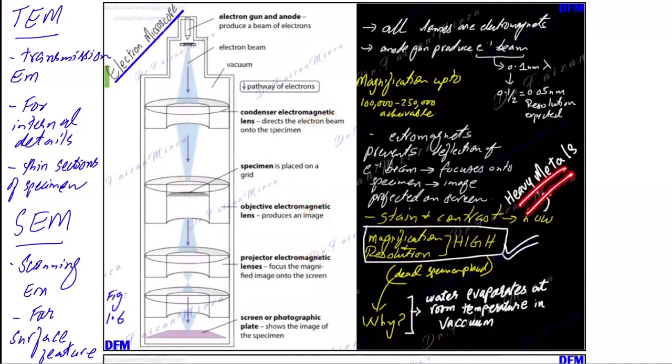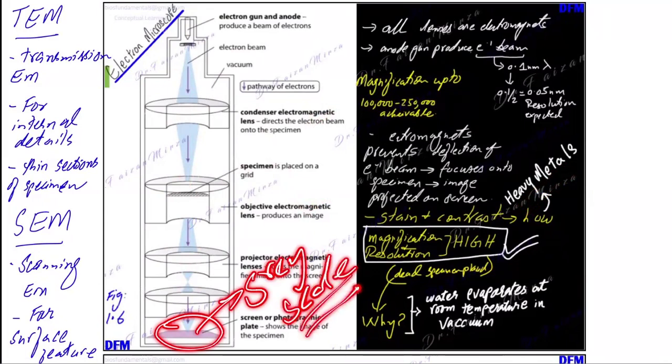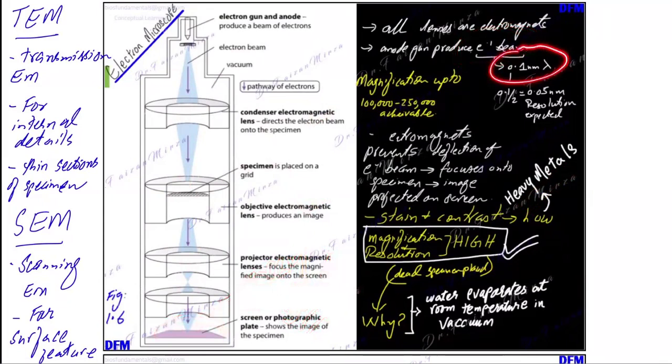You use heavy metals, and these allow you to add stain to the specimen. The image that we get here is a grayscale image; we do not see a colored image. The electron beam that we are using has a wavelength of 0.1 nanometer, and the limit of resolution becomes 0.05, just half of the wavelength we are using. The magnification is very high, with 100,000 to 250,000 achievable.